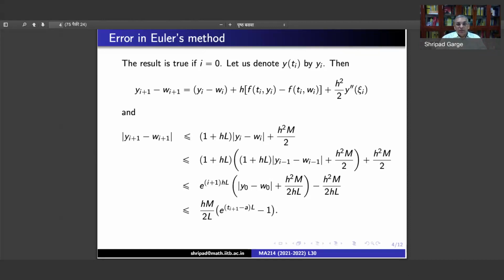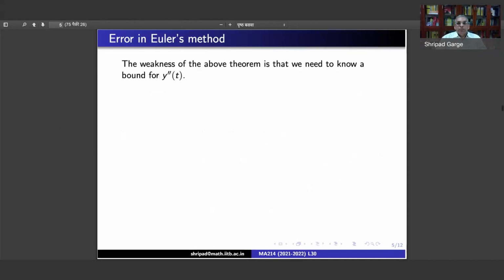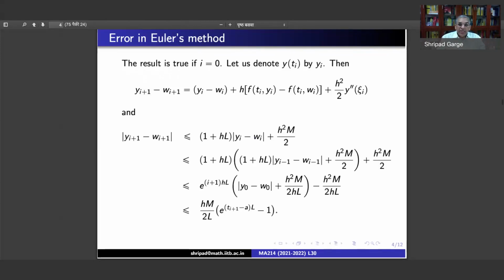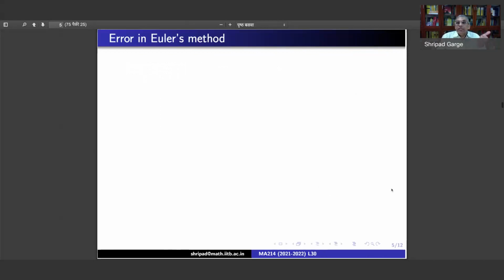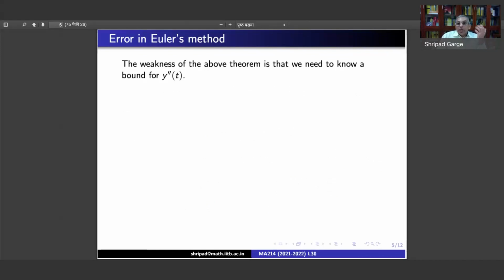Okay, so now whenever we talk about errors, there are two types of errors. But first of all, the problem here is that we need to know a bound for y double prime of t, because this capital M that has appeared here is the upper bound for the modulus of y double prime t. So that is something that we need to know. We may not know this because we don't know to begin with what the solution y(t) is, and although y prime t is f of y(t), y double prime with respect to t would be the derivative of the function f with respect to t, and that involves the derivative of y also with respect to t.